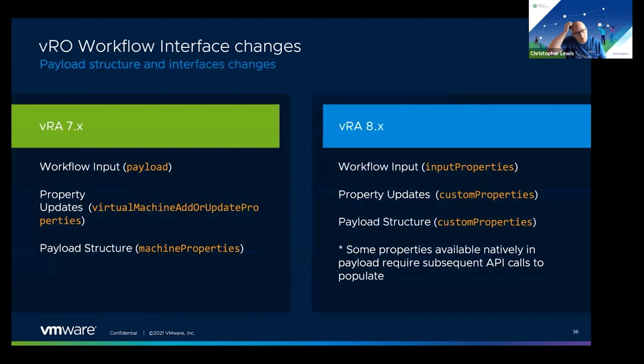The main difference from a 7 to an 8 perspective when we use events is that there are different payloads. In 7 there was payload, in 8 there are input properties, so different objects, and that's the main thing to be aware of.